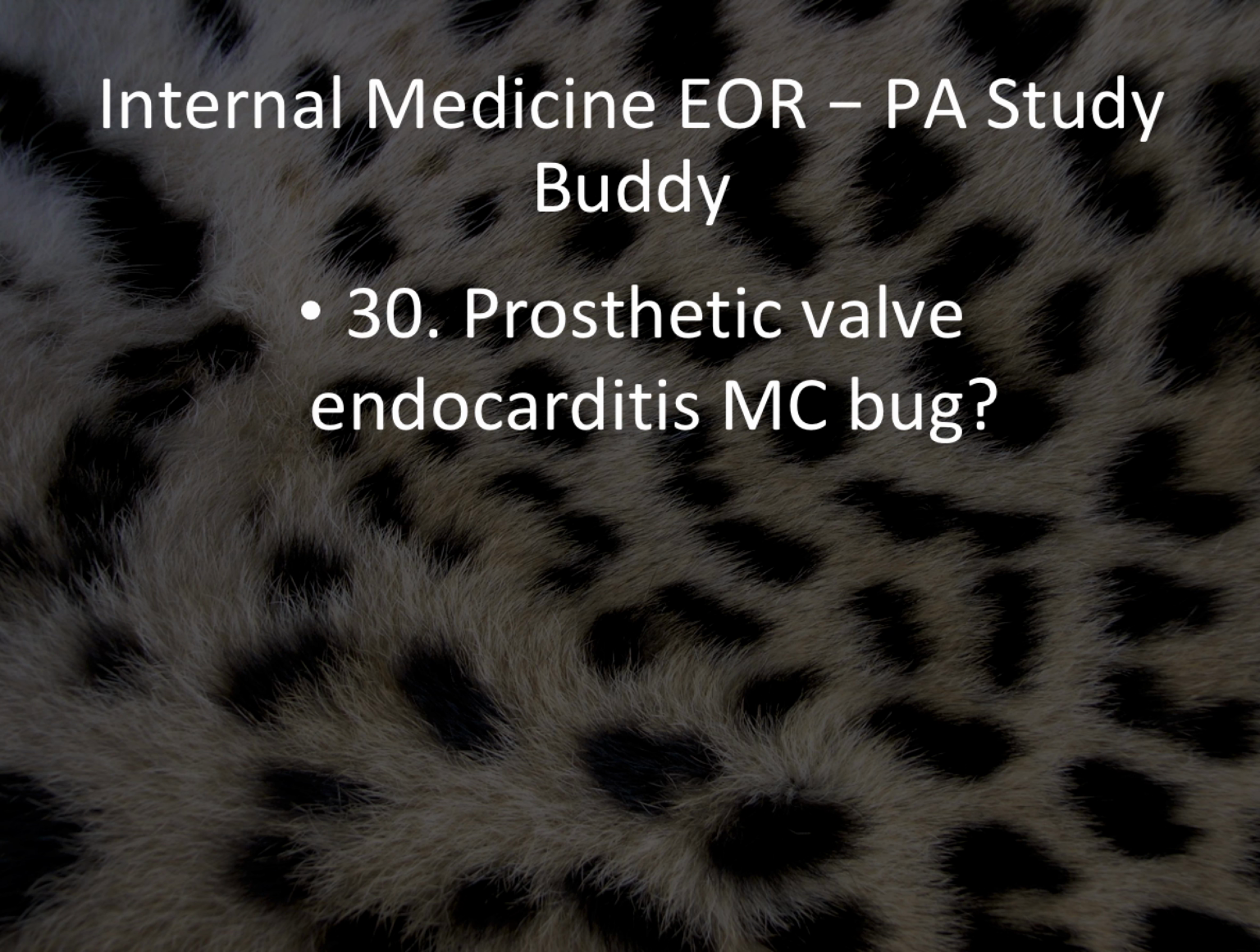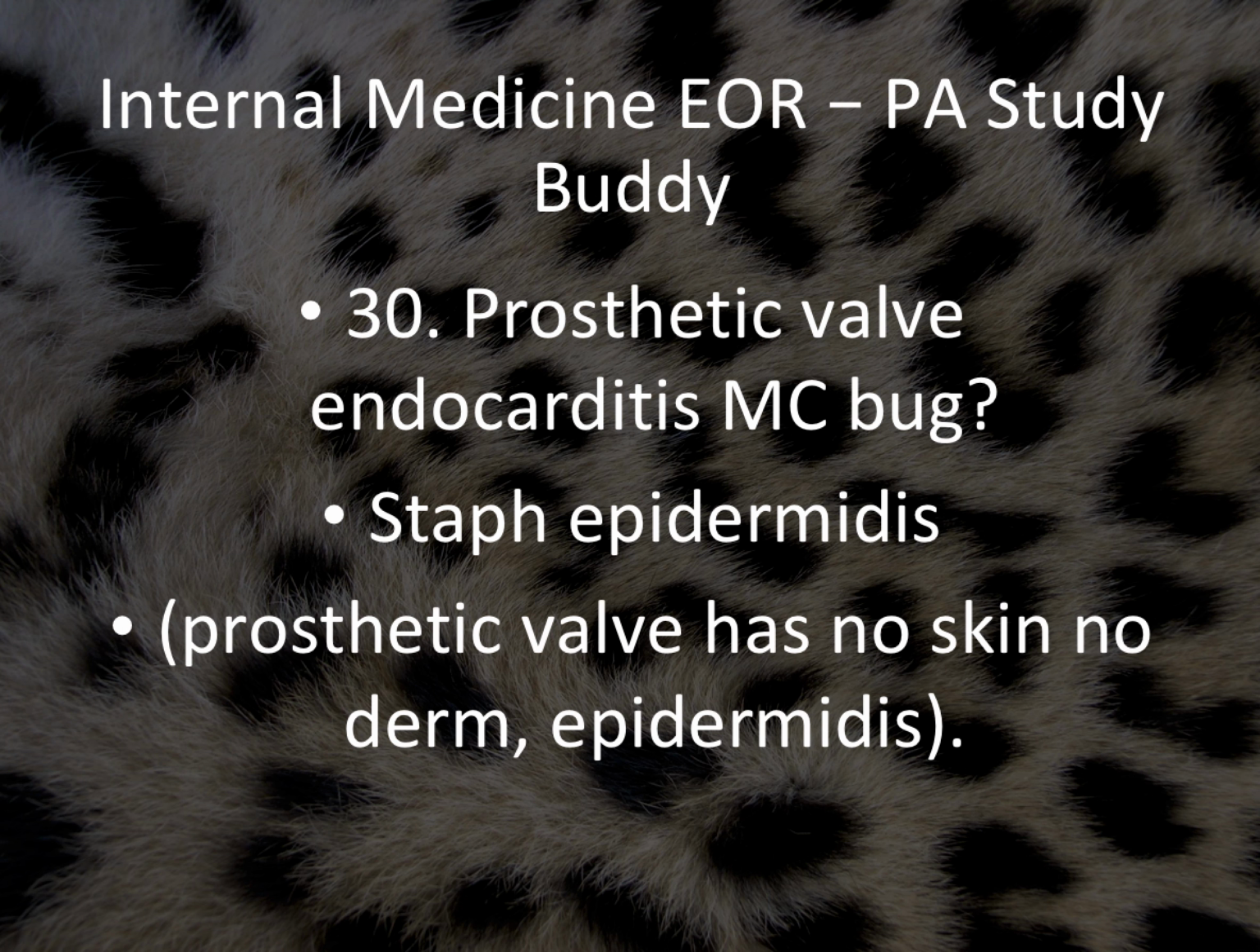Prosthetic valve endocarditis, most common bug. So you can see right here how they can trip you. They can say the patient is XYZ, but they do have a prosthetic valve. Now they have endocarditis. So now what is the most common bug? And that would be Staph epidermidis. Staph epi. And the way I remember this is the prosthetic valve has no skin, no derm. Epidermidis. That's such a crazy word to say, epidermidis. Okay, there you go. I said it.